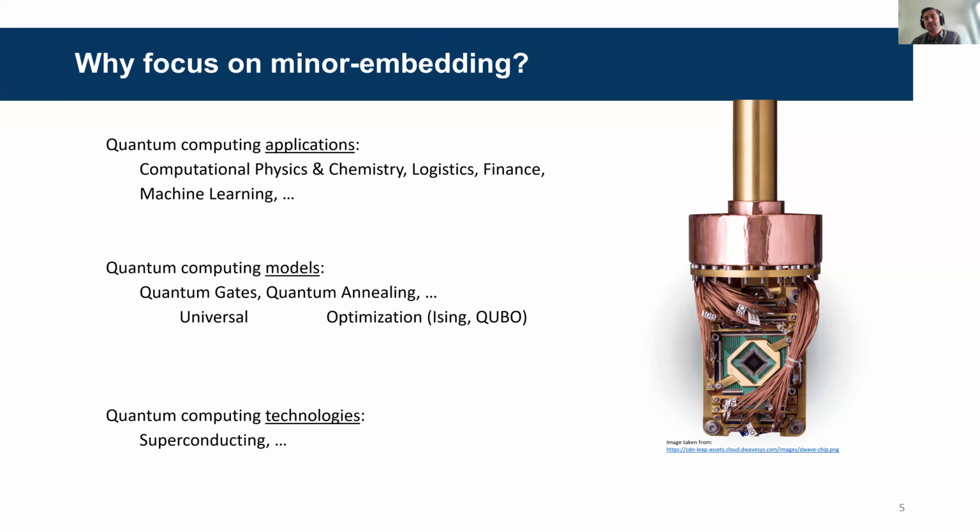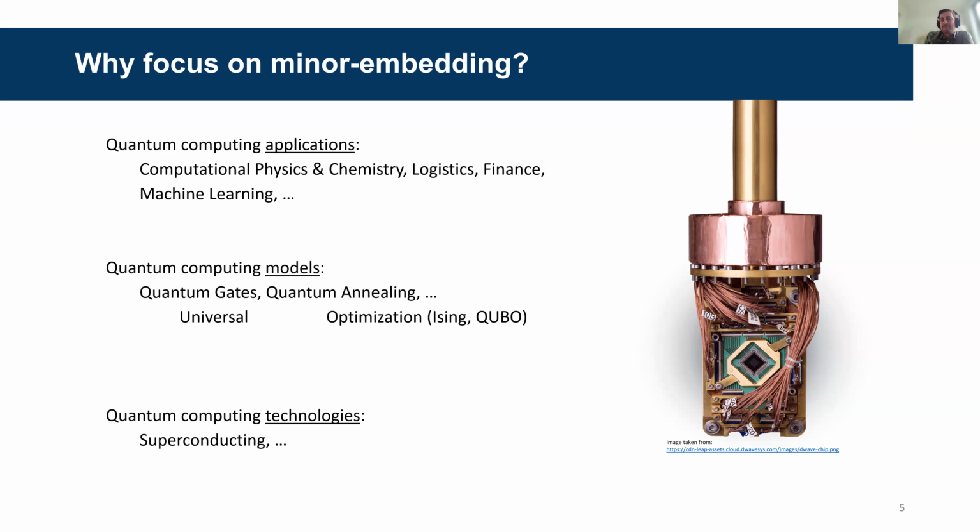So why focus on minor embedding? We're motivated by the potential speedups in many applications of quantum computing, and one of them is machine learning, which is also an envelope for many other applications. There are two main complementary approaches, or models, in quantum computing: gates and annealing. Annealing is a specialized model of the Ising or QUBO, which makes it easier to scale regardless of the technology it's implemented in. So even though there are many technologies with functional qubits, superconducting qubits are the most common.